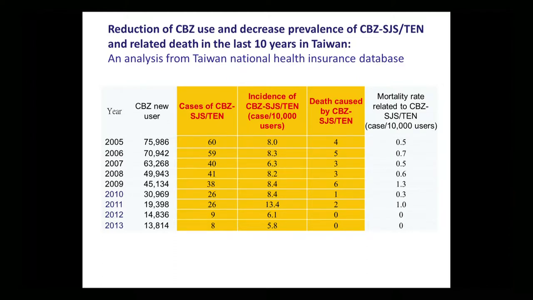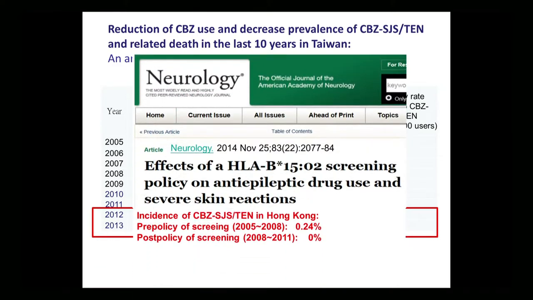But ironically, you can observe here that new users of carbamazepine also decreased in recent years. So it means the awareness of doctors prescribing carbamazepine and also the genetic test can prevent the disease from happening. Okay, a similar observation was just published by a Hong Kong group. They saw that before the policy of genetic testing, the incidence was higher in Asian countries, about 0.24%. But now after the genetic tests have been performed in Hong Kong, it is rare to find any case of Stevens-Johnson syndrome caused by carbamazepine.